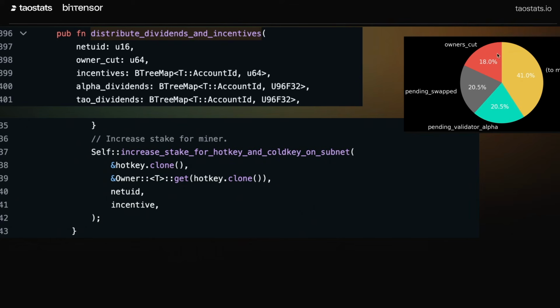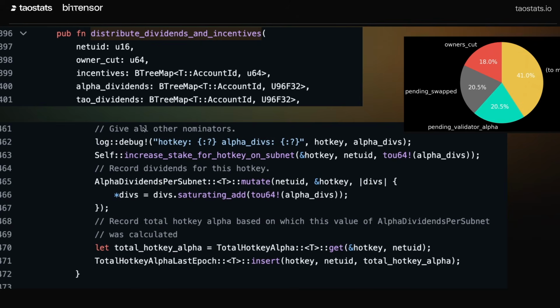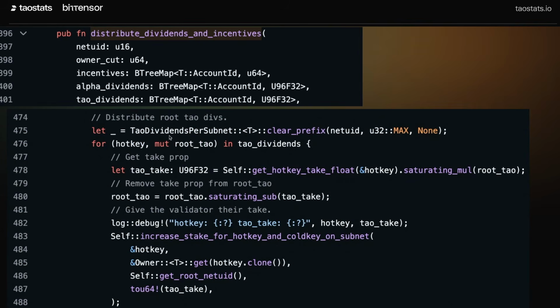So now we've done the owner's cut, we've done the miners, now it's time for the validators. The alpha divs, we have the alpha divs for every subnet. We have to then take the take. So remember, each validator has a take that they are awarded, and then the rest goes to the stakeholders. So we find the hotkey take, we remove that from the alpha divs, so we calculate that because the take times how many is there gives me the take. Then we give that alpha take to the validator. And then for all the other nominators, we then increase the stake for the hotkey on the subnet from what's left over.